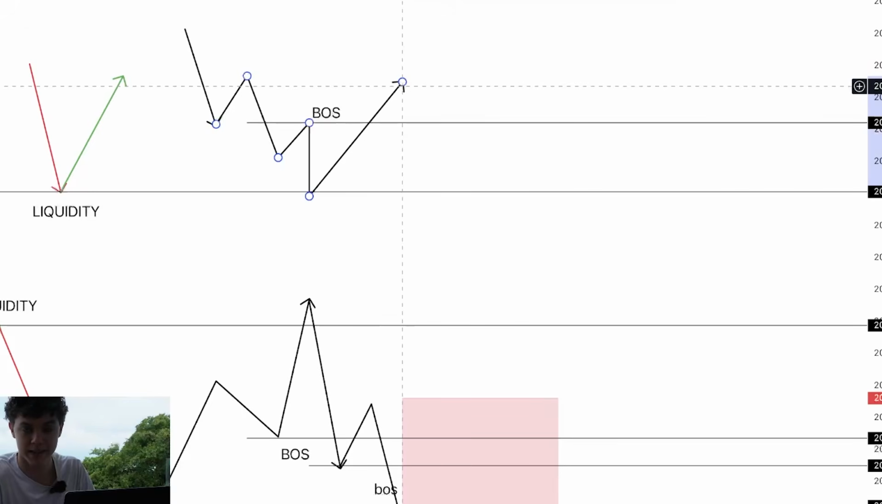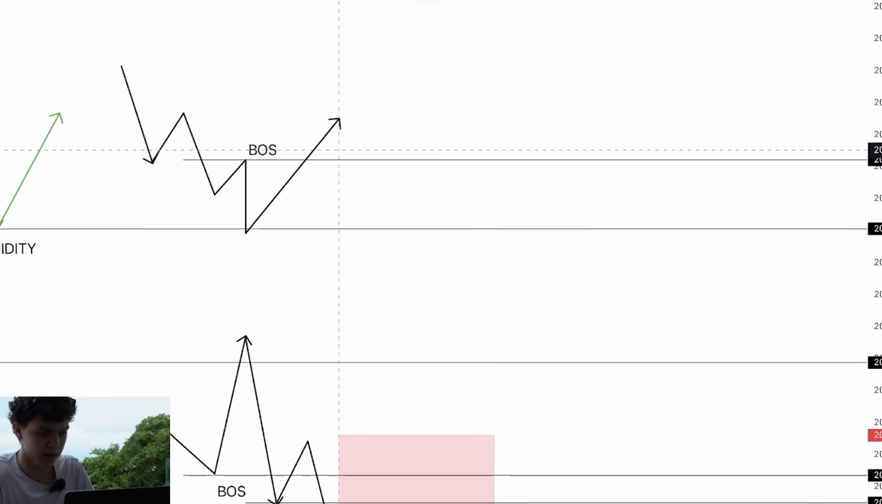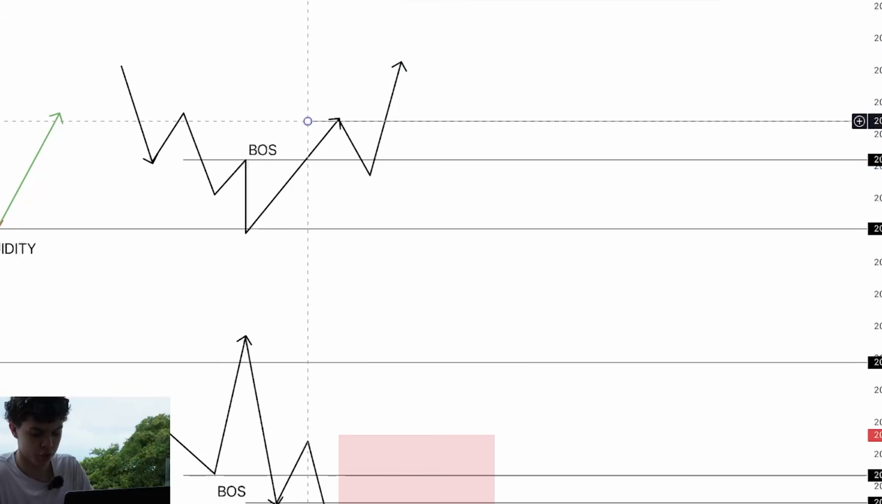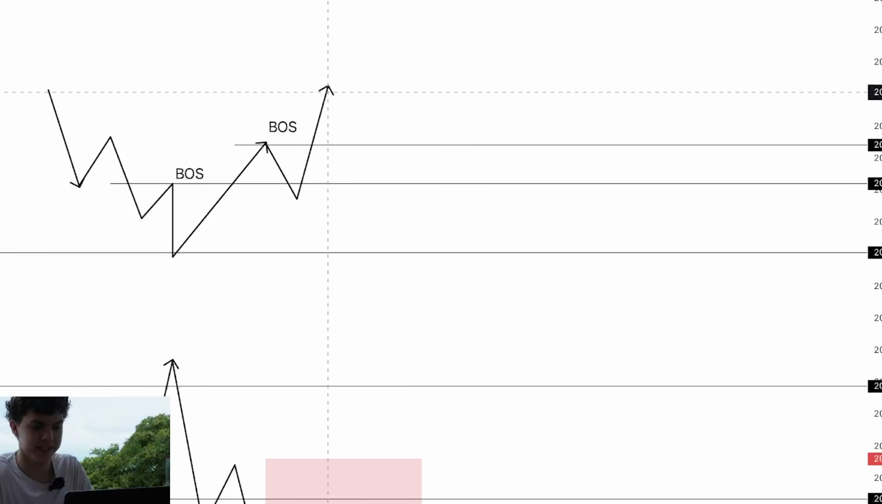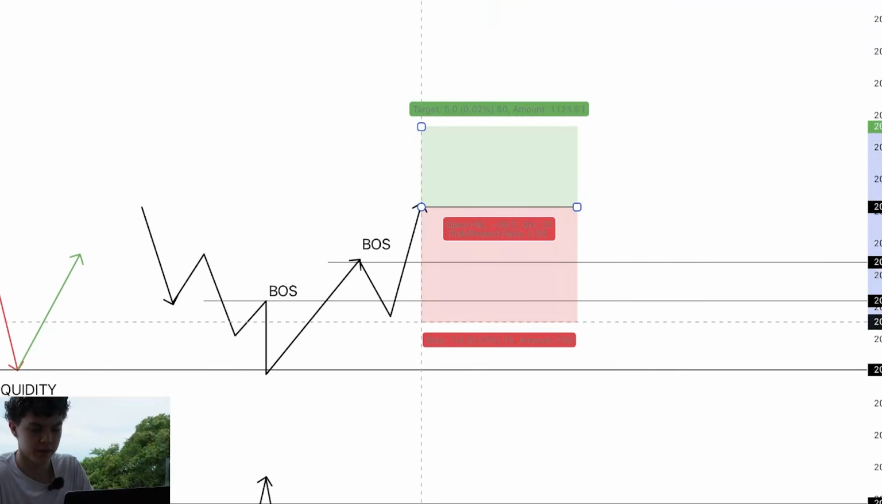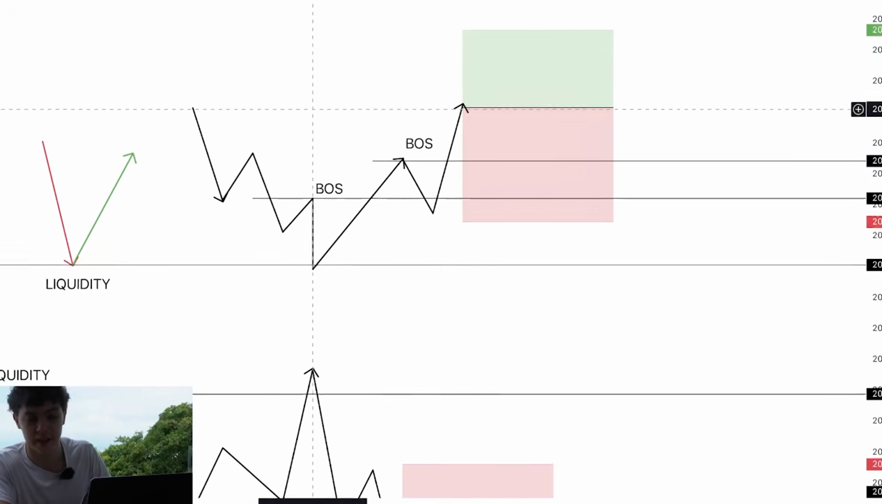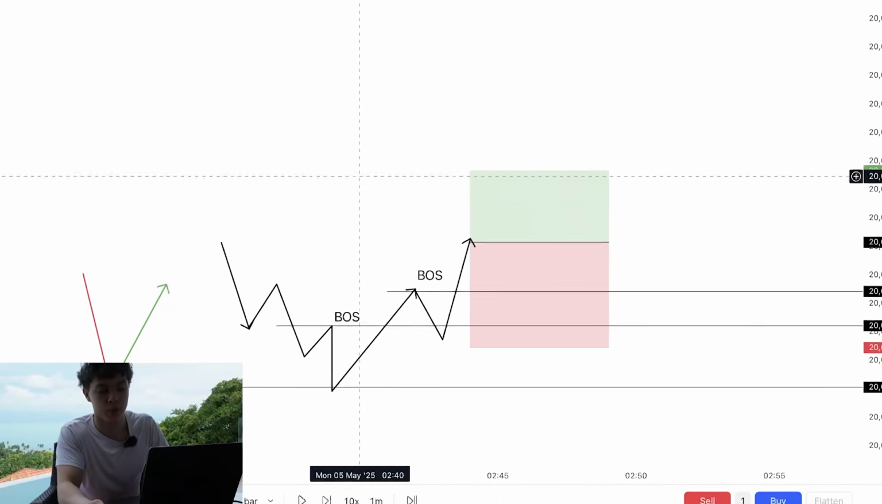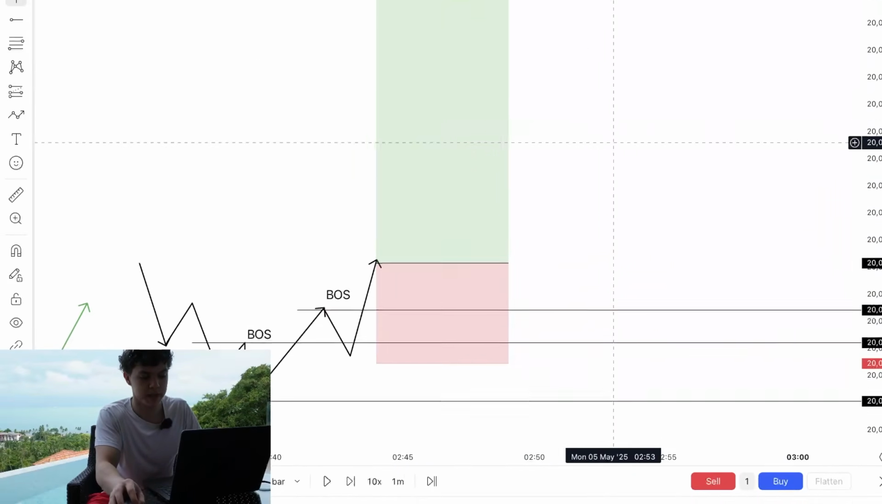I promise you, if you try this, you will see good results. This is now a higher high, higher low, higher high. So two breakout structures. Okay, and you're going to buy from here, because this is a market structure shift after liquidity. Now keep this in mind, the liquidity has to be 50-minute time frame and up, lows and highs. Okay, and you're going to buy right here.